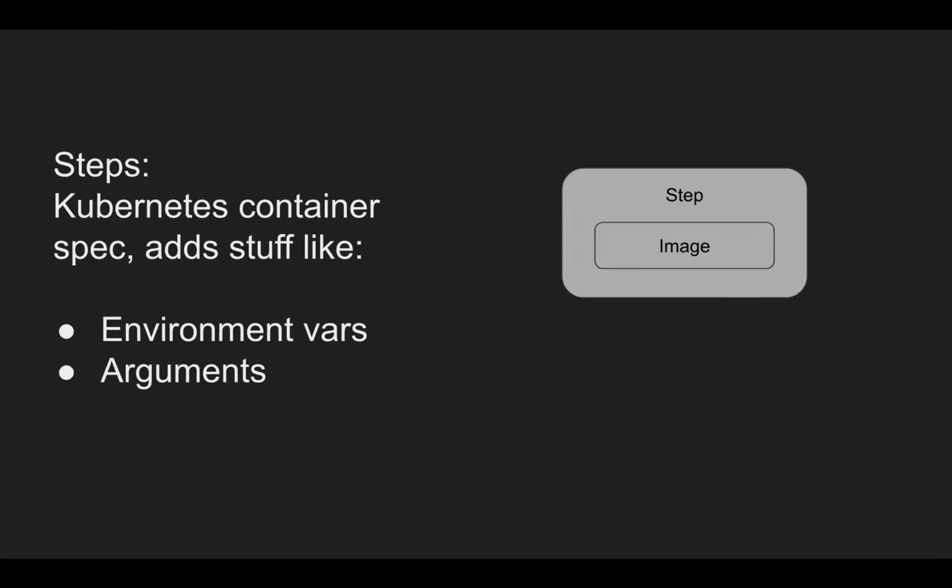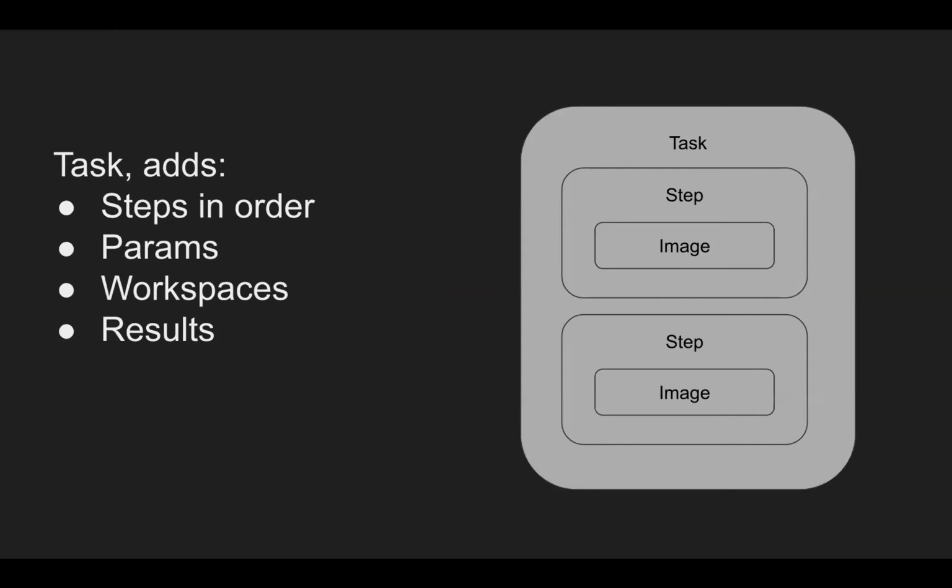So like we were talking about already, images are an existing standard that everybody has rallied around. So they're the very most basic building block for Tekton. The next building block on top of that is something that we call a step, which is almost one-to-one with a Kubernetes container spec. And this adds things like environment variables and arguments, and then some other Kubernetes things that we don't want, but mostly this is just so you can explain how to invoke an image.